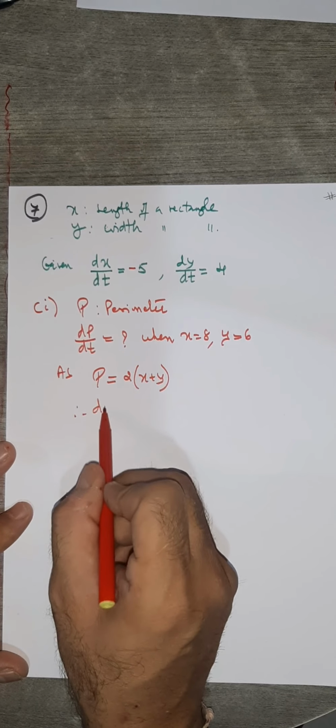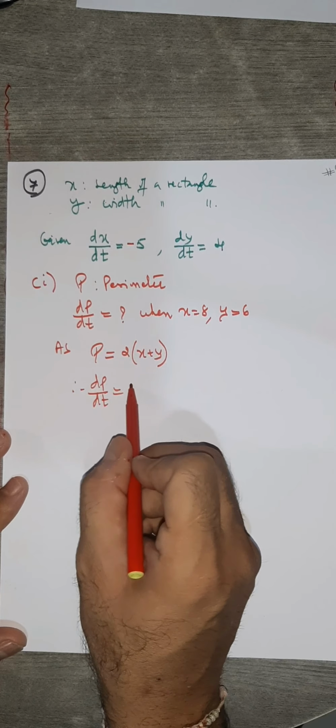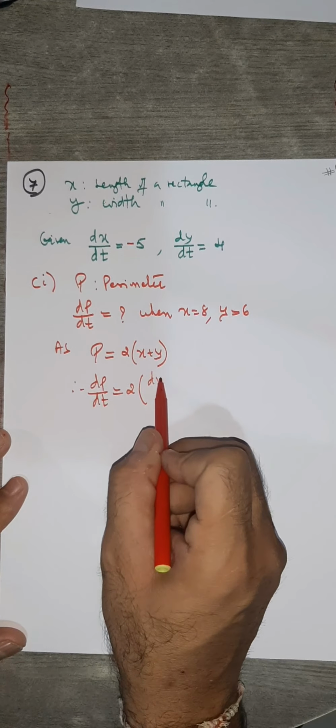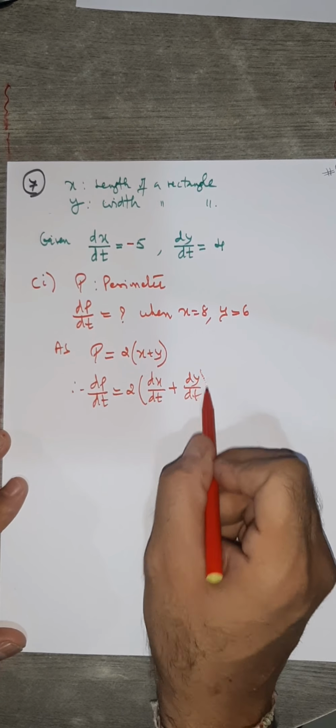Now we just differentiate it. So dp by dt equals, this is what you are asked, 2 as it is, derivative of x with respect to t, dx by dt, plus dy by dt.